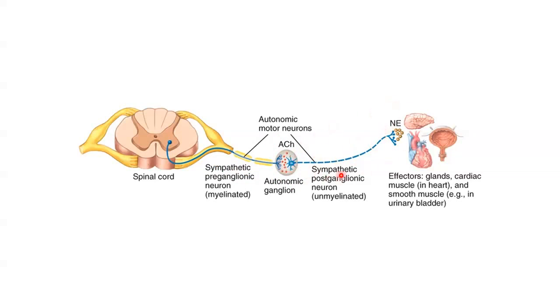Our postganglionic neuron lies entirely outside of the central nervous system in the peripheral nervous system. Its cell body and dendrites lie within the autonomic ganglion. The axon of this postganglionic neuron is also small in diameter, but typically it is unmyelinated. From the ganglion, it will extend all the way to our effector.